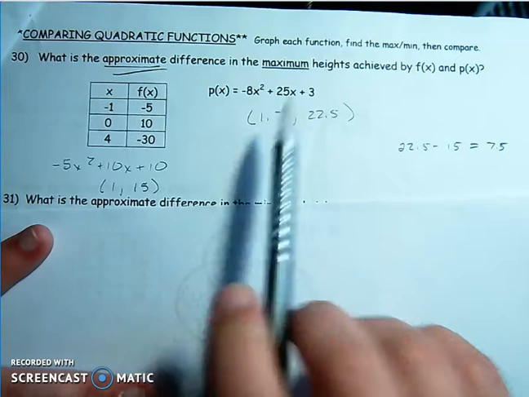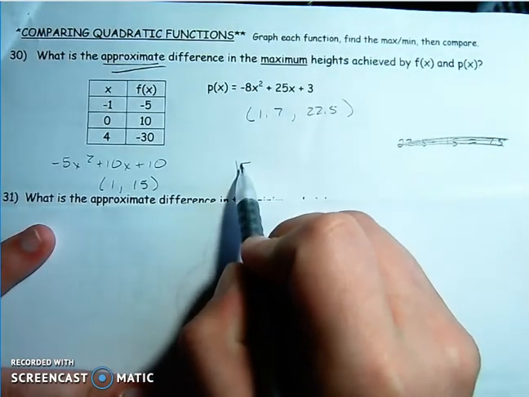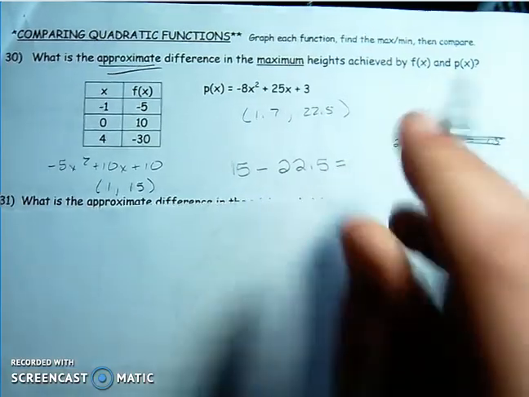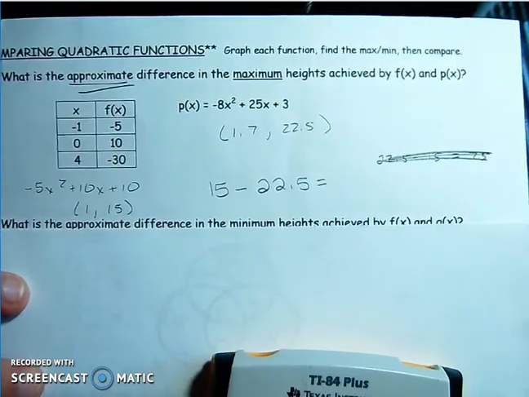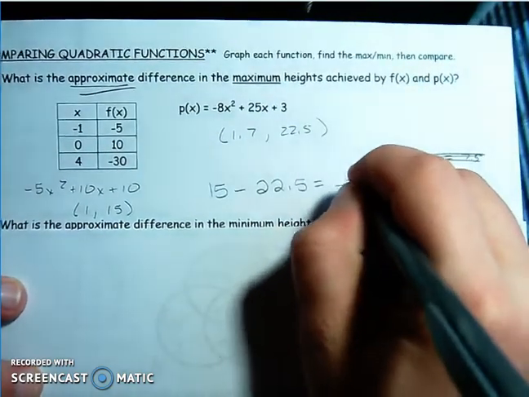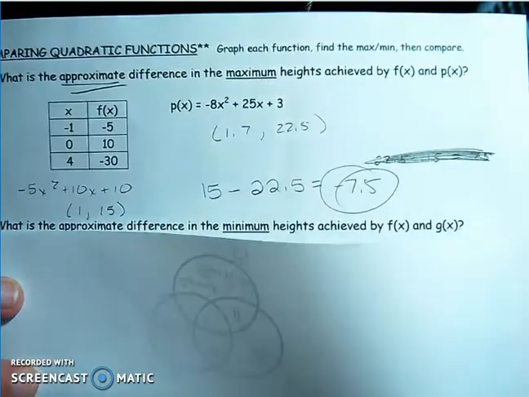Then what we're going to do is f of x's max minus p of x's max, which gives us our difference in maximums, or 15 minus 22.5 is negative 7.5. Remember, you always do it in order of the problem, so ignore that little mess right there.